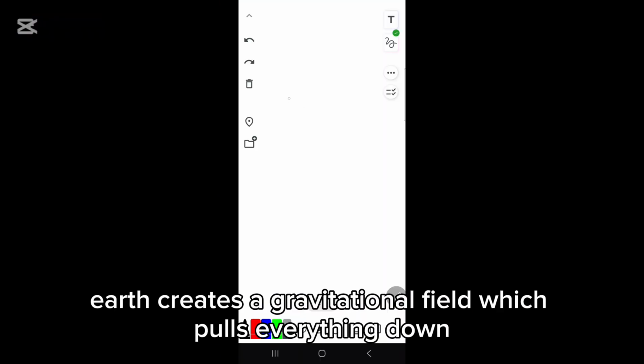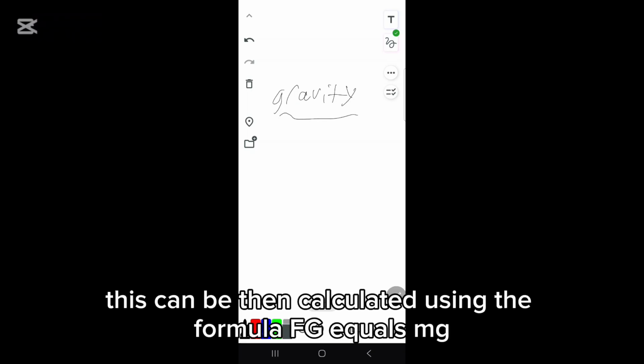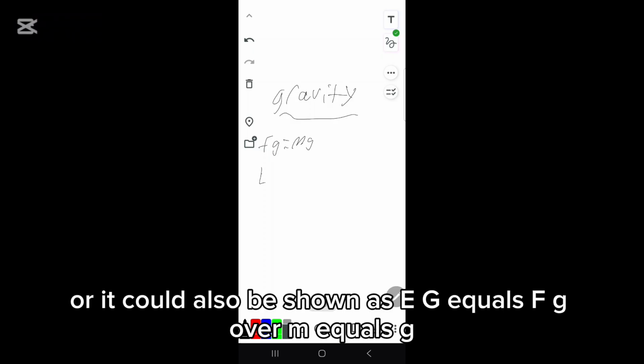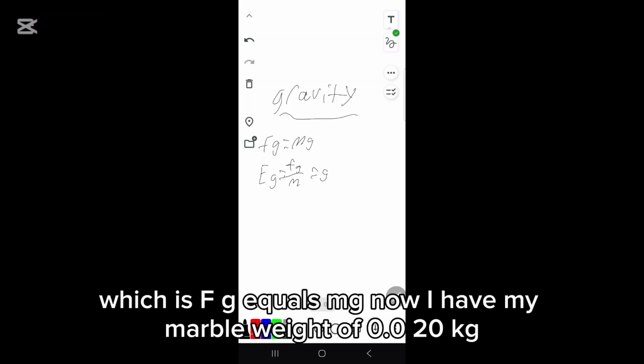Okay, first, let's talk about gravitational fields. Earth creates a gravitational field which pulls everything down to the ground, also known as gravity. This can be then calculated using the formula Fg equals mg. Or it could also be shown as Eg equals Fg over m equals g. For my calculations, I will be using force of gravity equals mass times gravity, which is Fg equals mg.